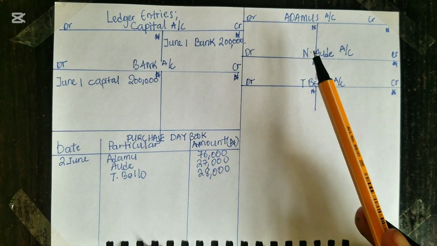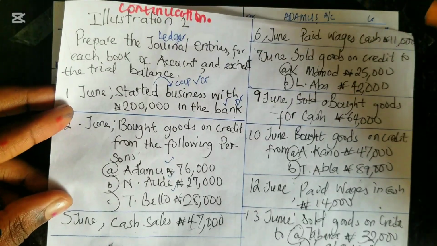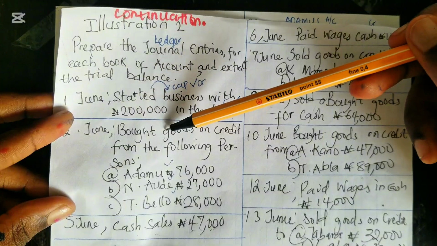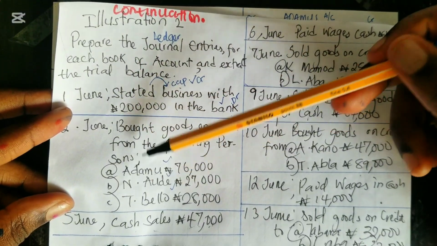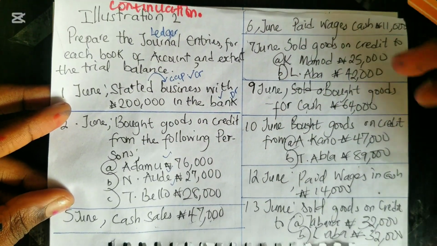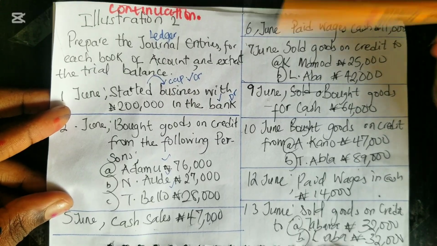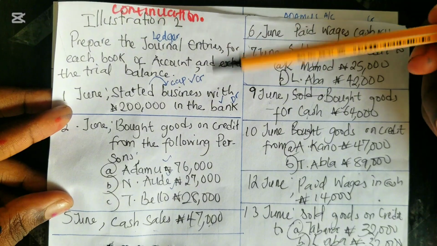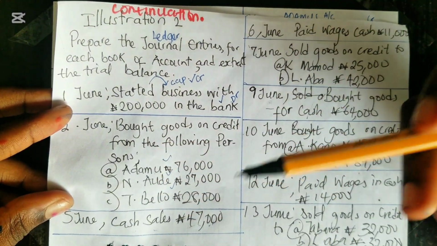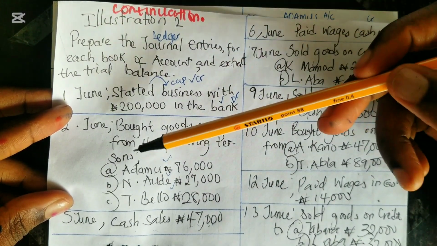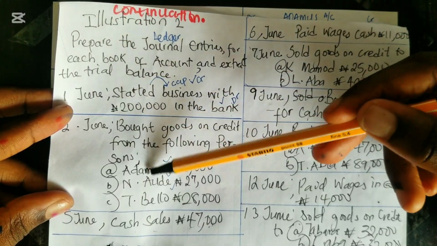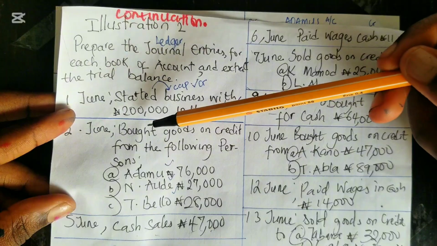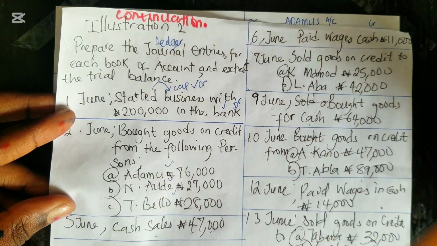Because I told you, the transaction here was: bought goods on credit from the following persons. So it's Adamu that is giving us the goods, Audu is giving us the goods, Bello is giving us. Or if you just don't want to be confused in that manner, you can just say anything bought is debited. So because bought is being debited, the other people's account is going to be credited. For example, if they said sold goods, sales is credited, that means the other people's name will be debited, right? But this one is bought goods. So the bought account, which is purchases, will be debited, and the other people's account will be credited.